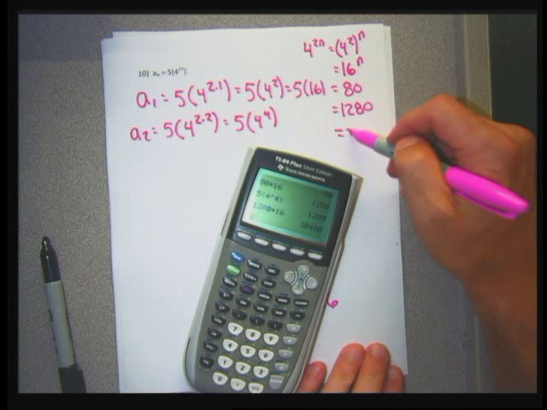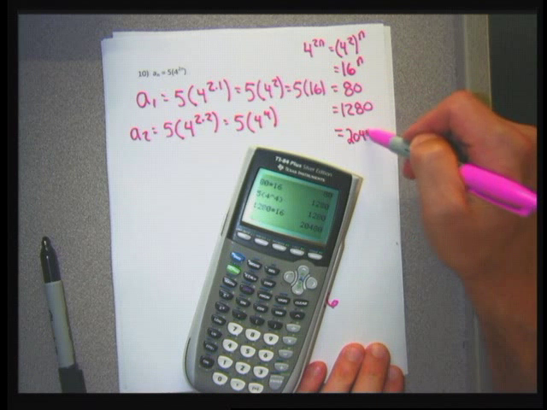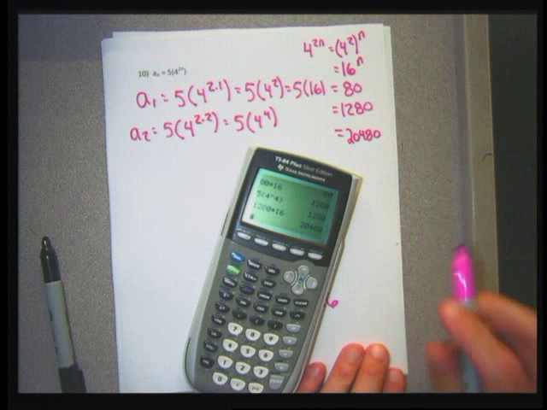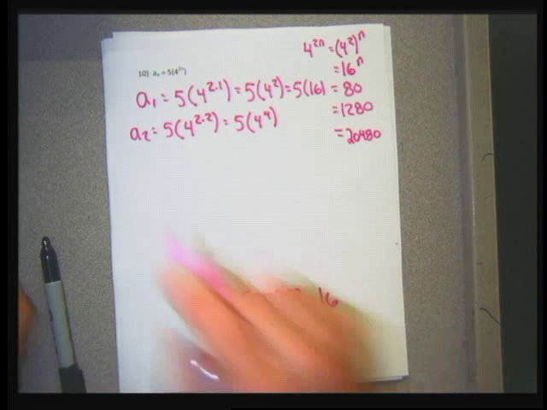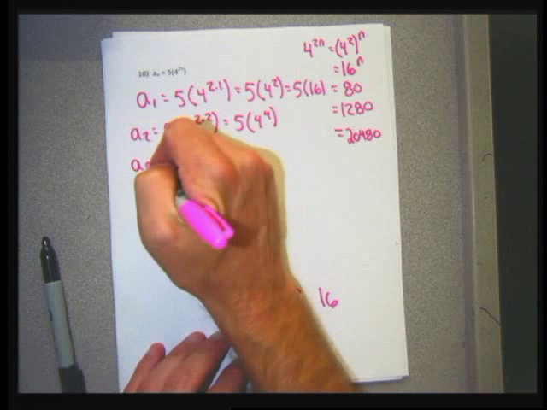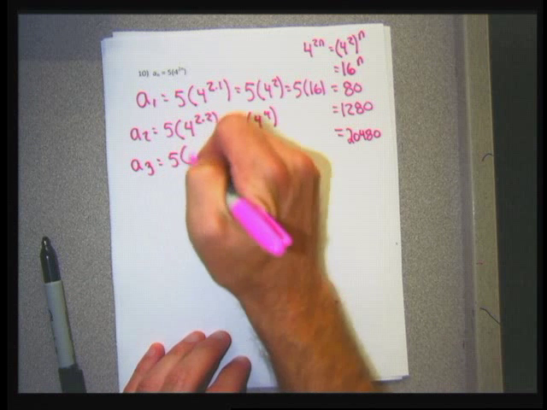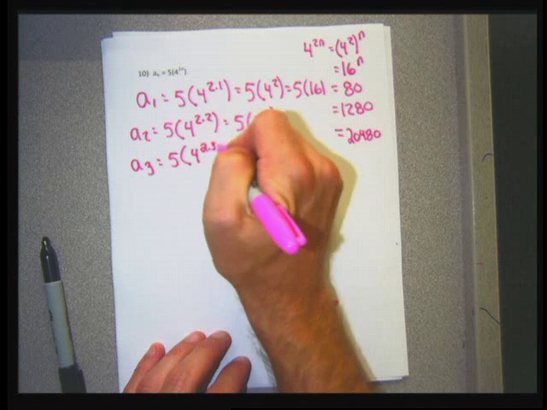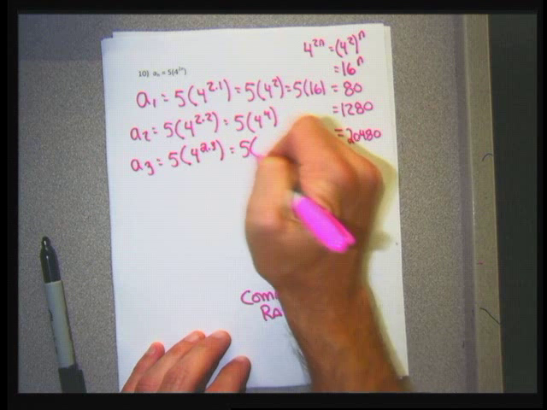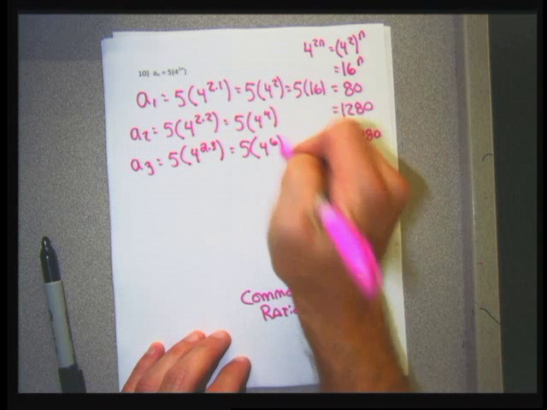My next term should be 20,480 if the common ratio is in fact 16. Let me do that by hand now. I'm going to go a sub 3 equals 5 times 4 to the 2 times 3 power. That's going to be 5 times 4 to the 6th power.